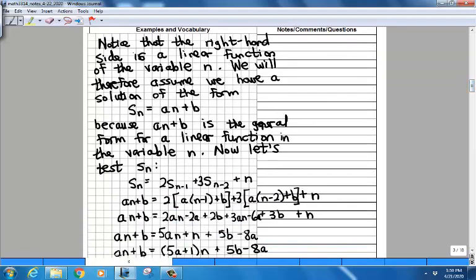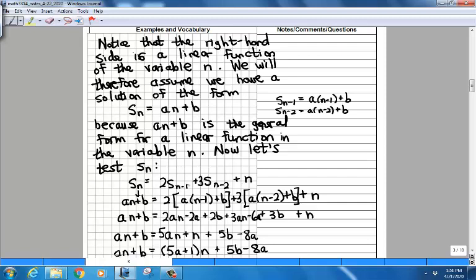Now, what's the implication of that? Well, let's see. If S sub n is a times n plus b, then let's plug that in to my recurrence formula. So S sub n is a times n plus b. That's what I plugged in for S sub n. And that is supposed to be equal to, according to the recurrence relation, 2 times S sub n minus 1 plus 3 times S sub n minus 2. Well, what would S sub n minus 1 be according to this formula? Notice that would be a times n minus 1 plus b. And S sub n minus 2 would be a times n minus 2, plus b.